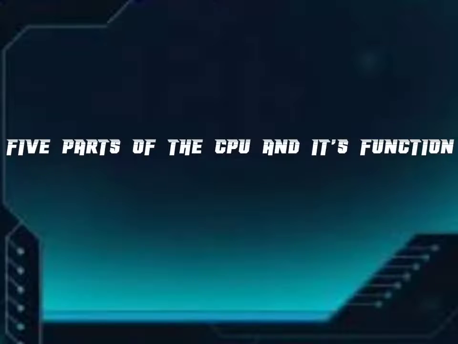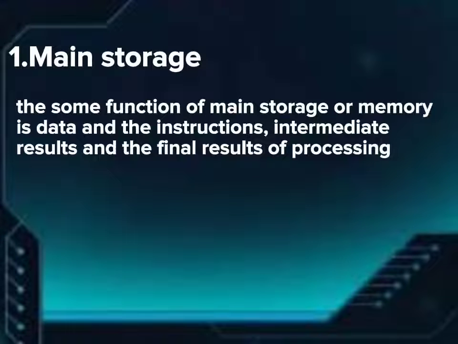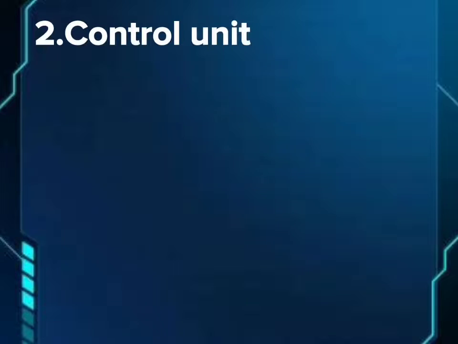Next are the 5 parts of the CPU and its function. Number 1 is main storage. The function of main storage, or memory, is to hold data and instructions, intermediate results, and the final results of the processing. And number 2 is control unit.